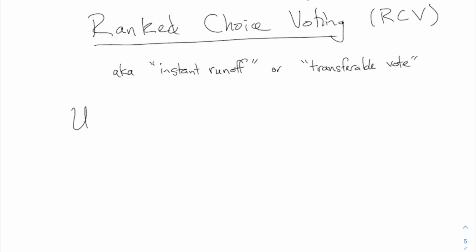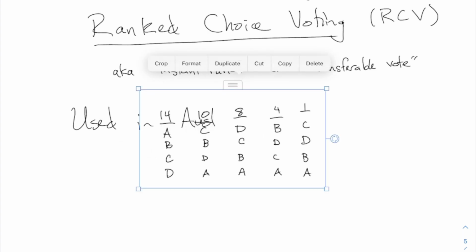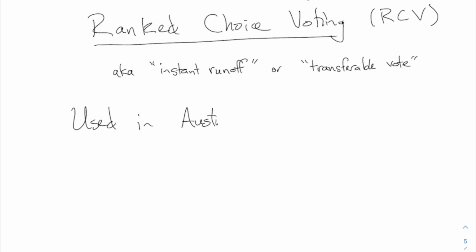It's used in Australia for their elections. They use ranked choice voting to decide. It's also used in Ireland. They've been using this for a while.